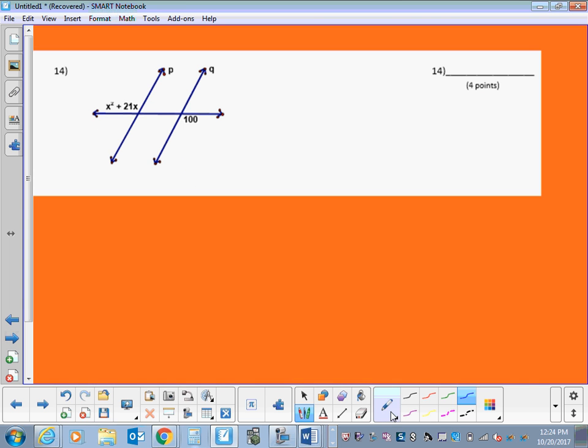All right, number 14. If I want to highlight my interior, there we go. So what's my angle relationship between 100 and x plus 21x? Alternate exterior. So is it going to be equal to 180 or equal to each other? Each other. They're both obtuse angles.